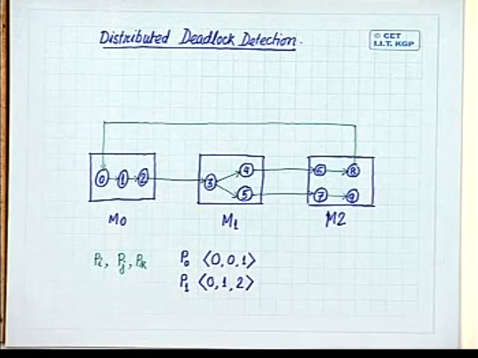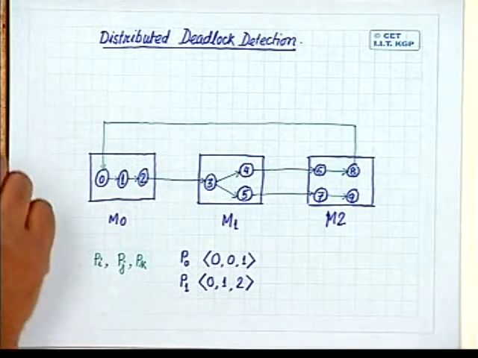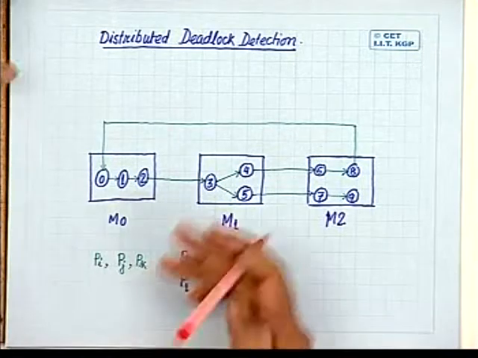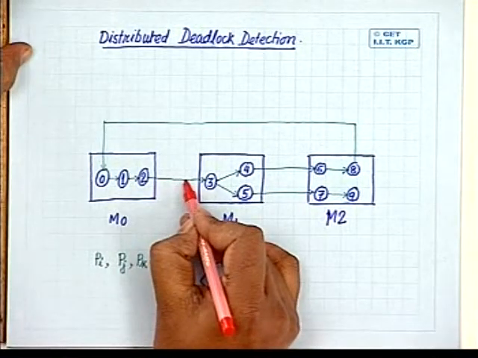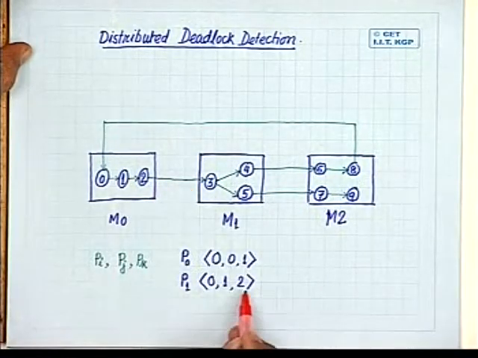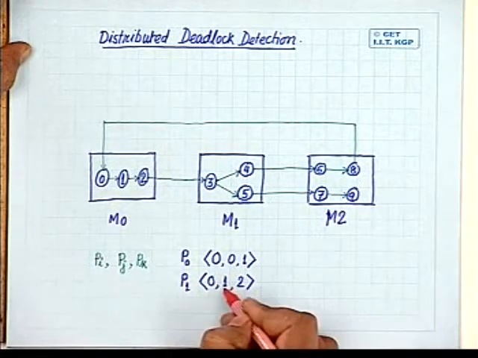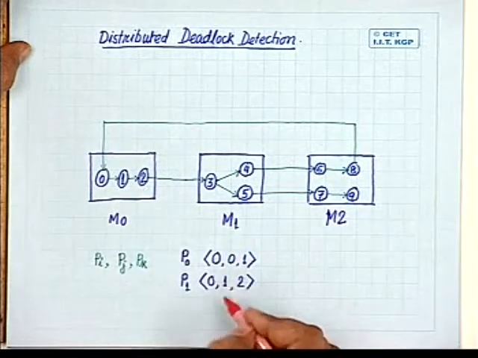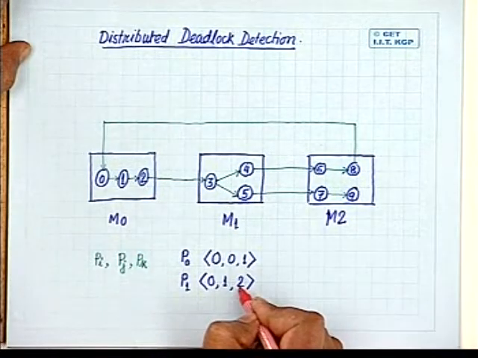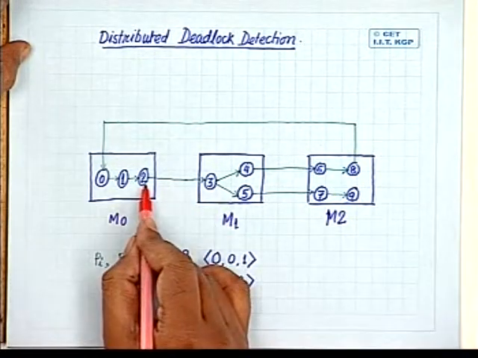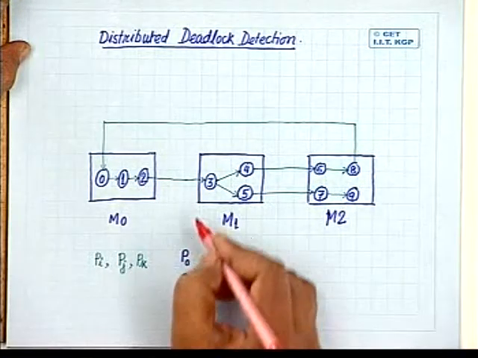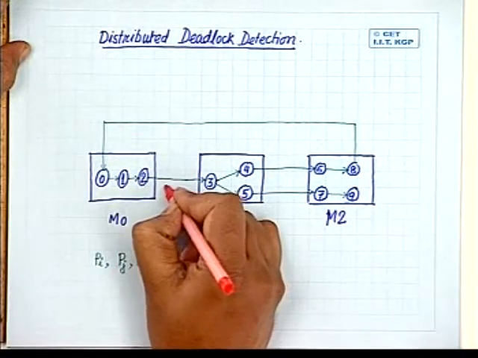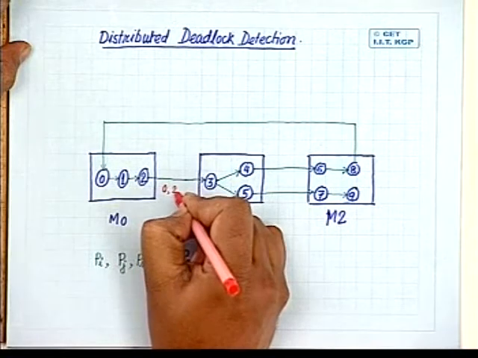If you continue this way, when you come to this link, process P2 will get this message. It will replace the second component in the message by its own identification number, and the third component by the destination to which process P2 will send the message. So here the message will be 0, 2, 3.